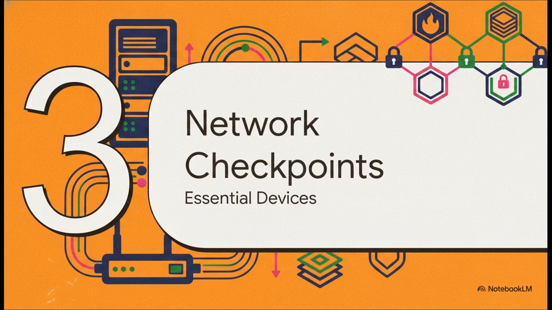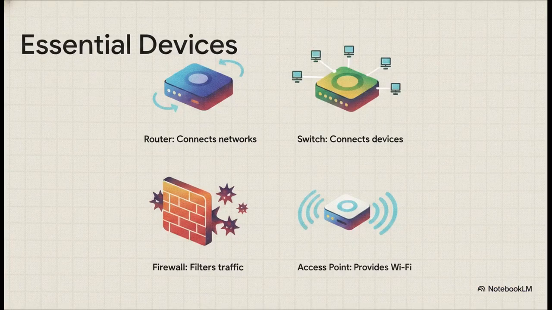Okay, moving right along to part 3, essential network checkpoints. Now, networks rely on critically important physical devices to function properly. You can think of these as your defensive and logistical personnel. First up, the router. This is your border patrol. It connects different networks together and directs data to the right destination.